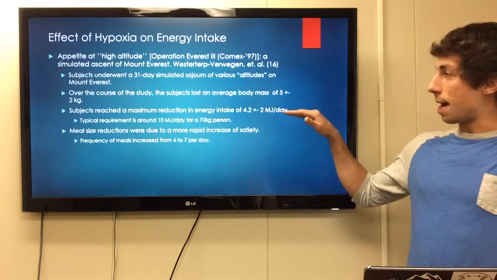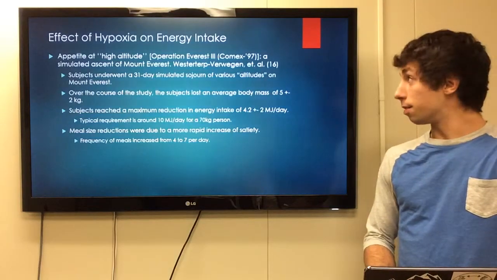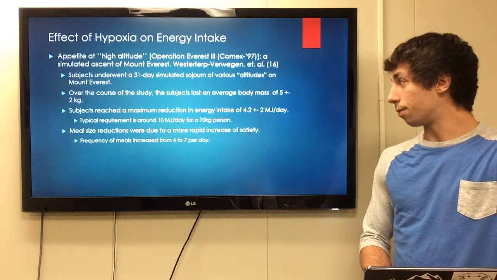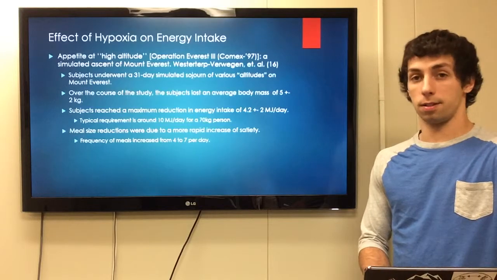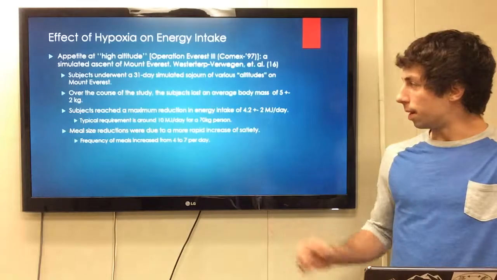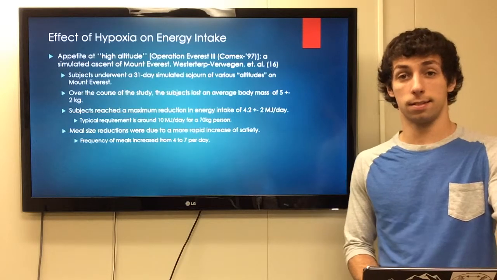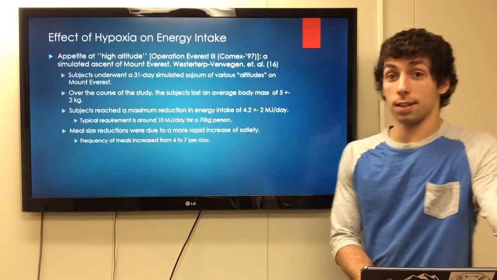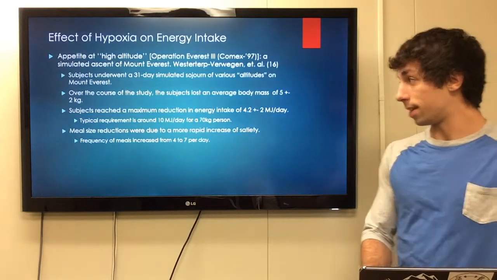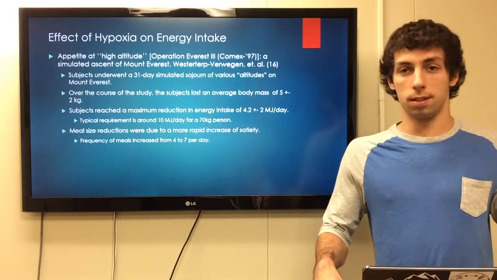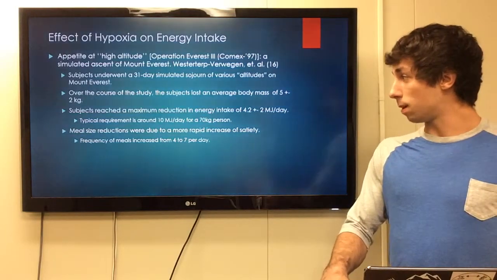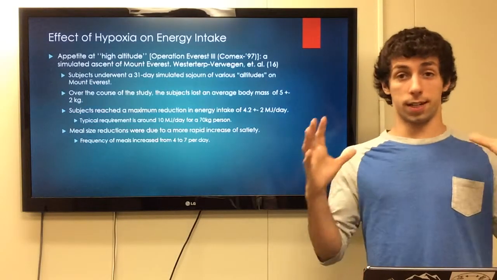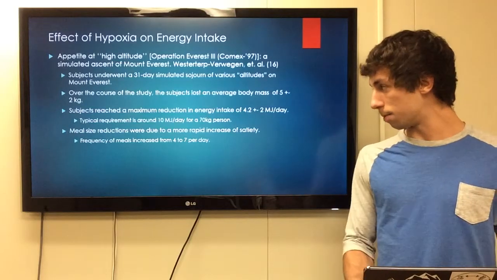They lost on average 5 plus or minus 2 kilograms over 31 days. They reached a maximum reduction in energy intake of 4.2 plus or minus 2 megajoules of energy a day. And remember, the typical energy requirement for a 70 kilogram person is 10 megajoules. So some of these people were at 4 to 6 or lower for their energy intake, and that's a massive decrease. We're talking about a lot of body mass being lost. And lastly, their meals were getting smaller and smaller, but their frequency was going up as well, from 4 to 7.